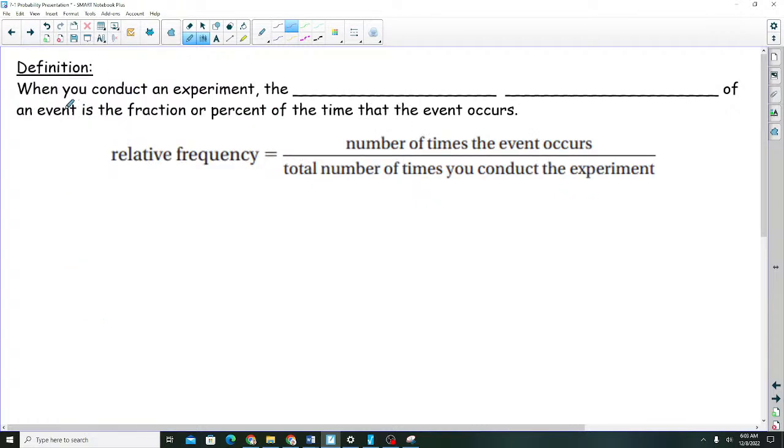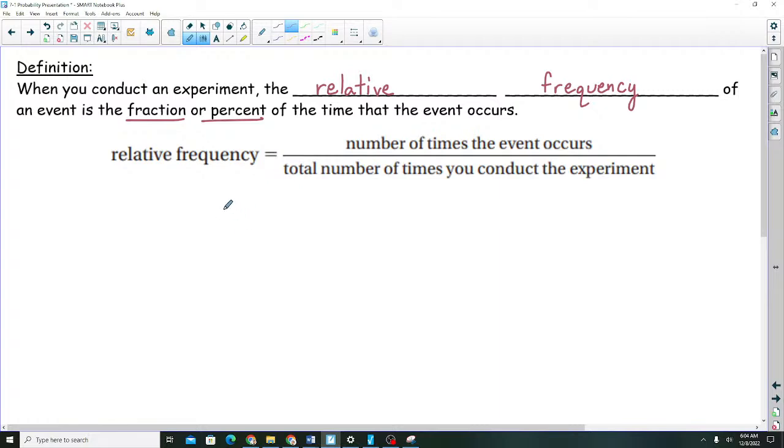We have one more definition. When you conduct an experiment, the relative frequency of an event is the fraction or percent of the time that the event occurs. So we have relative frequency, we have a formula, equals the number of times the event occurs, and then the total number of times you conduct the experiment.